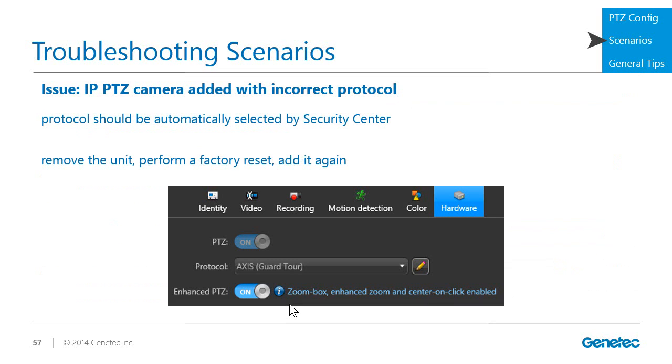We've mentioned taking a look at the protocol and making sure it's set to the correct one when we're dealing with analog PTZ cameras. But there have been cases where this information is not correct on IP PTZ cameras as well.